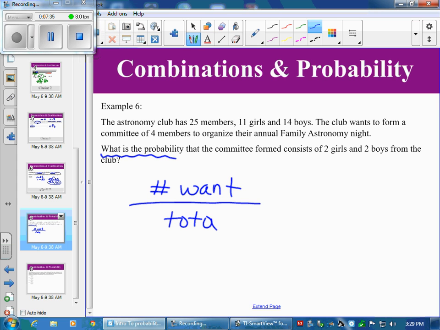In example 6, the astronomy club has 25 members, 11 girls and 14 boys. The club wants to form a committee of 4 members to organize their annual astronomy night. What is the probability that the committee formed consists of 2 girls and 2 boys from the club?